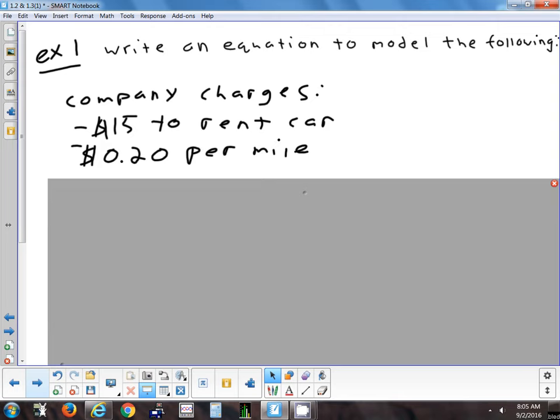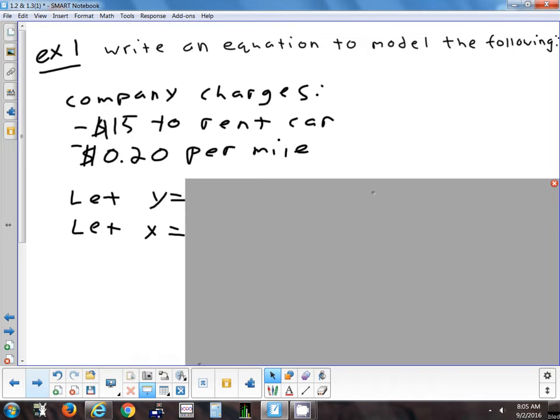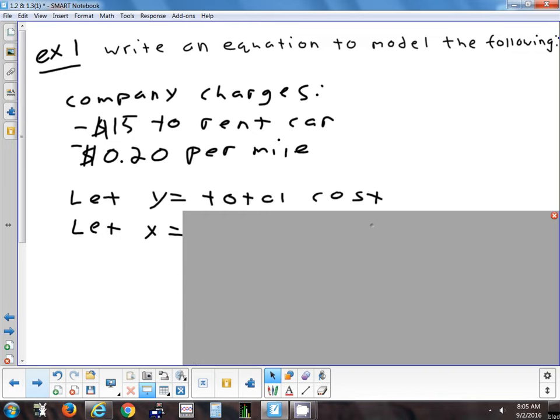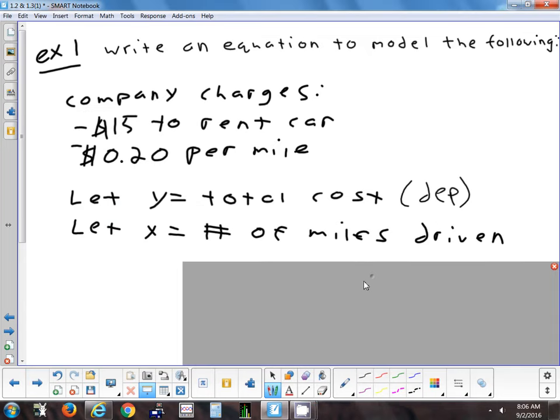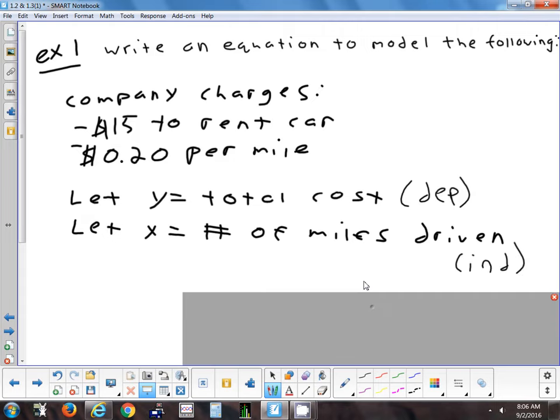Yep. So you would set up a y equals mx plus b equation, and 15 would be b, and then 20 cents per mile would be the m, because that's the dependence, and then $15 is added just for the car. Yeah, so we're going to really need two letters here, and we'll use x and y because we can represent this as a linear equation. So I'm going to let y be the total cost because that is the dependent variable. And I'm going to let x be the number of miles driven. That's the independent variable.